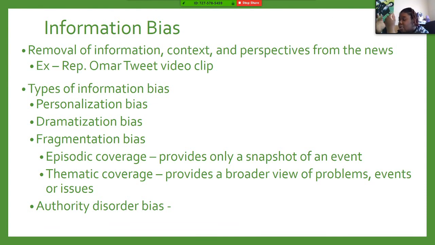Fragmentation bias. Fragmentation bias refers to related stories that are told in a manner that isolates them from one another. And so within this fragmentation bias, we have episodic coverage and then thematic coverage. Episodic coverage refers to stories that only provide a snapshot of an event, while thematic coverage provides a broader view of problems, events, and issues. Episodic coverage: one person died from a mysterious illness. Thematic coverage: Italy has suffered like 8,000 deaths?